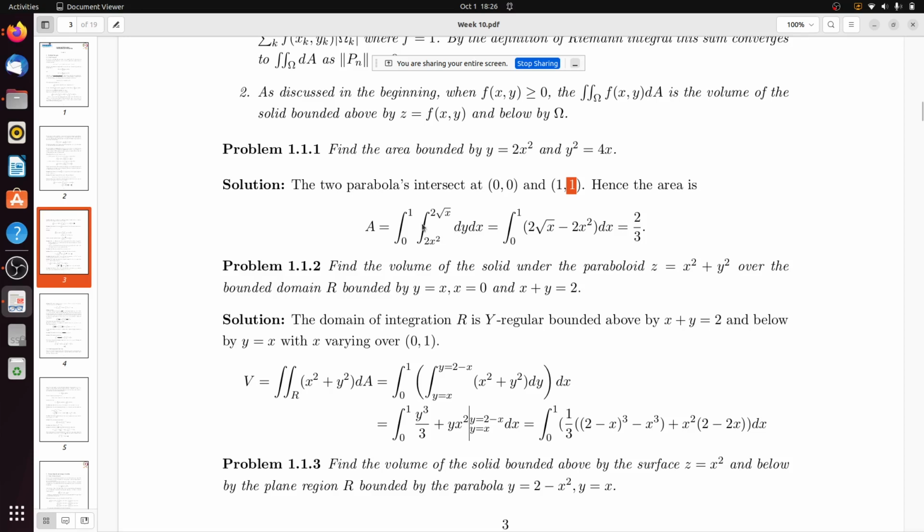If you integrate dy, you will get 2 square root of x minus 2x square. Once again it is just a definite integral in one single variable x, and you can easily solve it: the integration from 0 to 1 of 2 square root of x minus 2x square is nothing but 2 by 3. So that is how you determine the area bounded by two parabolas. Similarly, you can try combining different functions, see how they intersect, and determine the sectorial area inscribed between the two curves.